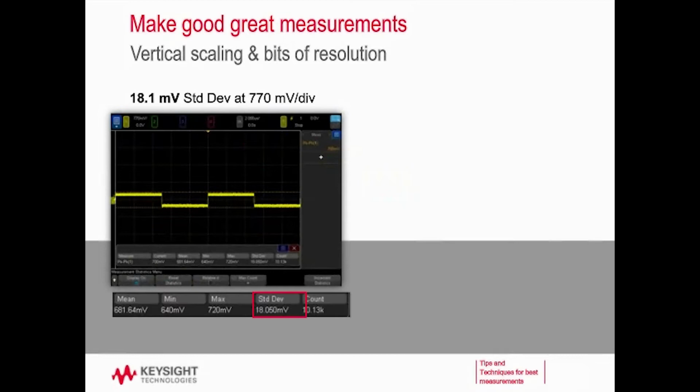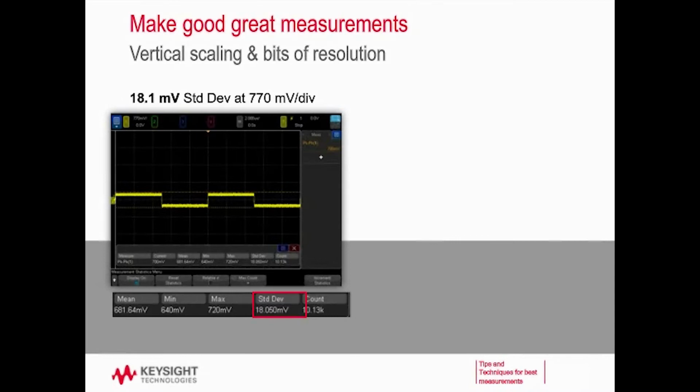Let's now talk about vertical scaling, and bits of resolution. You can see here, again, I have this 100 kilohertz clock signal, and my standard deviation vertically for my peak-to-peak measurement is 18.1 millivolts. And I'm at 770 millivolts per division. So I'm not zoomed in very far vertically on this.